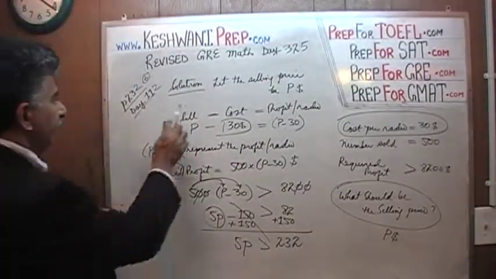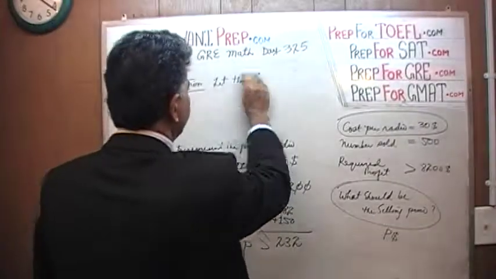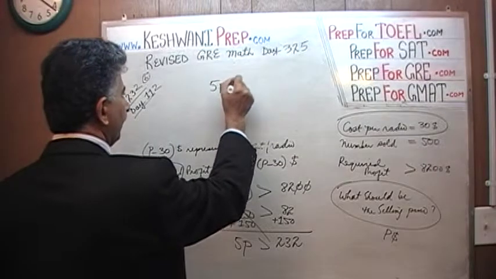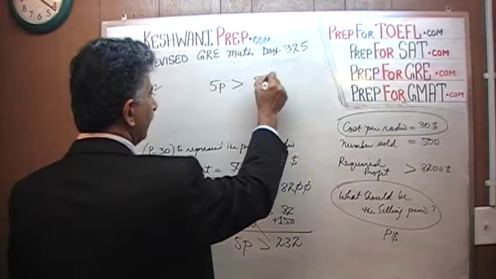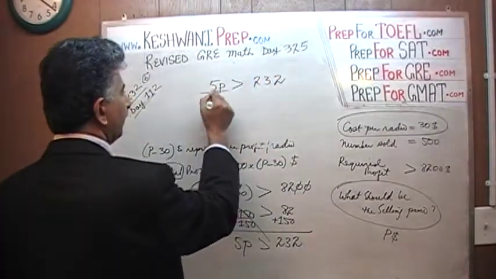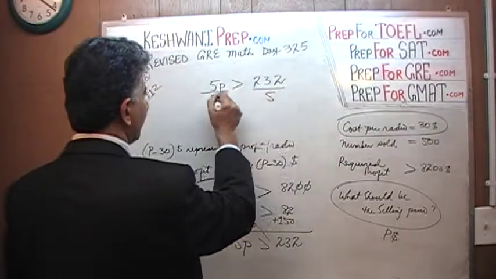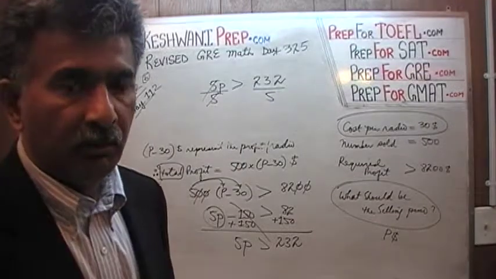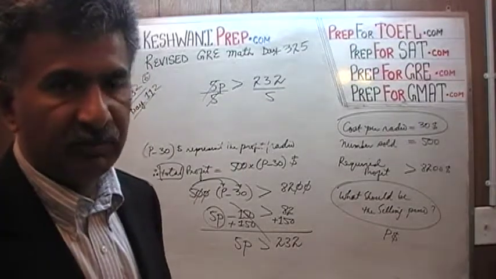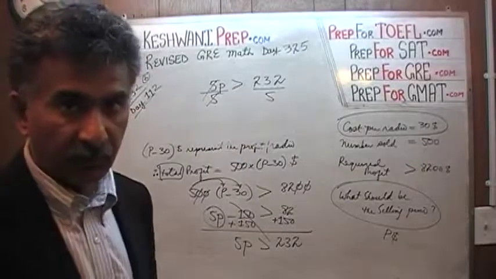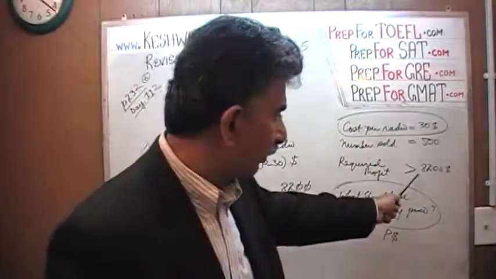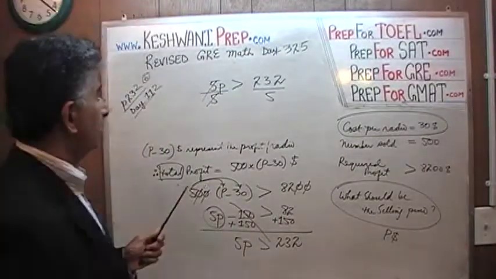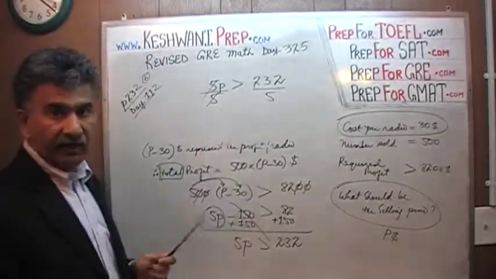We are almost done. So 5P has to be more than 232. Divide both sides by 5 and that's your P. We're trying to figure out what the price has to be. The price has to be something more than this amount in order for us to make sure that we get a total profit of more than $8,200. Let's find out what that amount is, shall we? We're going to divide 232 by 5.